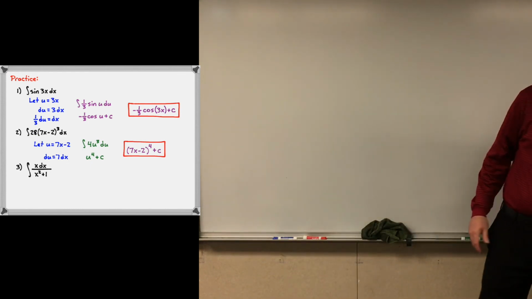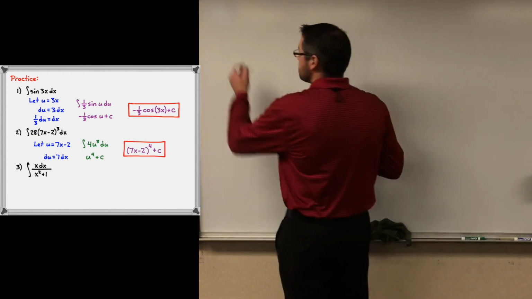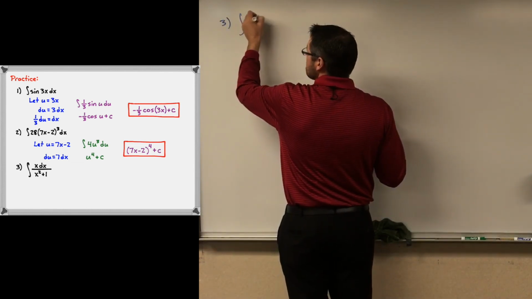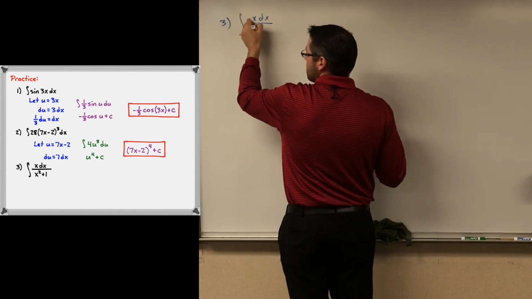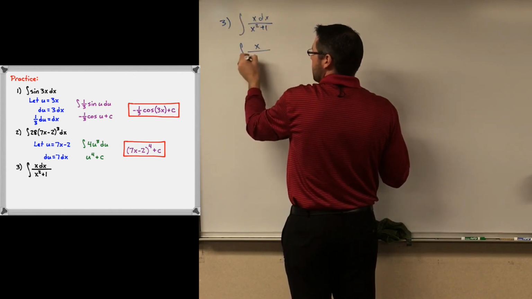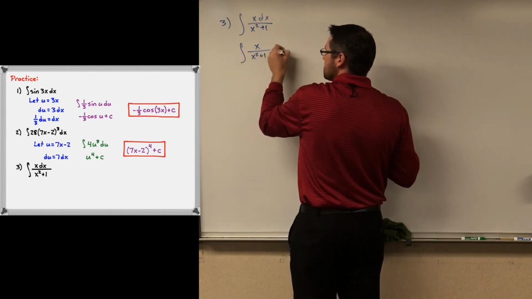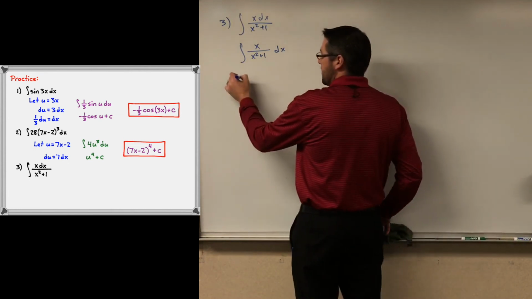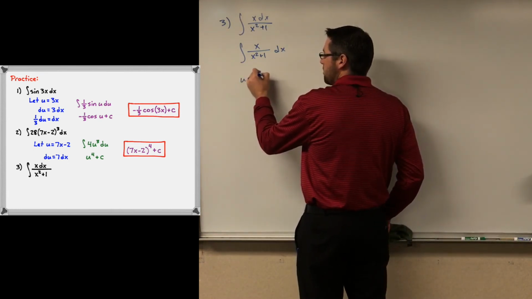Okay. Number 3, what's the innermost function? Okay, so the integral of x dx over x squared plus 1. First thing I'm going to do is rewrite this. x over x squared plus 1 dx. Because that's what it should look like, right? Now we'll say let u equal x squared plus 1.